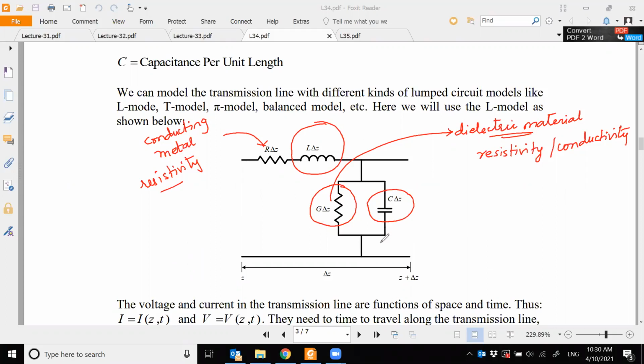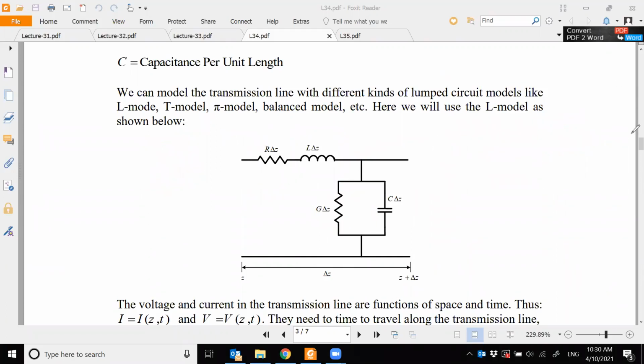Putting these elements in this manner is called the L model. You can put the elements in other fashions as well, which are the T models and pi models, but those are out of the scope of our class. So we have now replaced our small transmission line of length delta Z with a model.